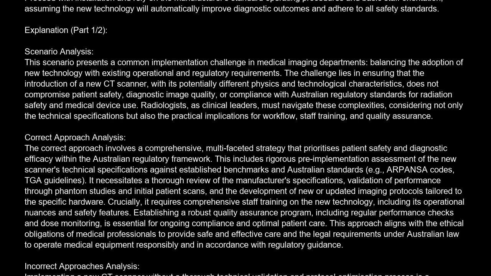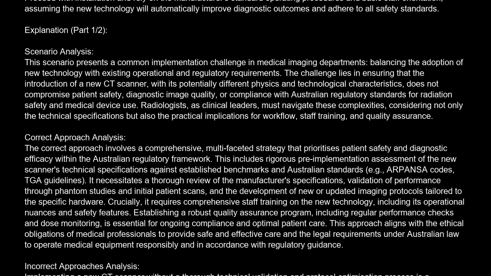Correct approach analysis. The correct approach involves a comprehensive, multifaceted strategy that prioritizes patient safety and diagnostic efficacy within the Australian regulatory framework. This includes rigorous pre-implementation assessment of the new scanner's technical specifications against established benchmarks and Australian standards, e.g. ARPANSA codes, TGA guidelines. It necessitates a thorough review of the manufacturer's specifications, validation of performance through phantom studies and initial patient scans, and the development of new or updated imaging protocols tailored to the specific hardware.